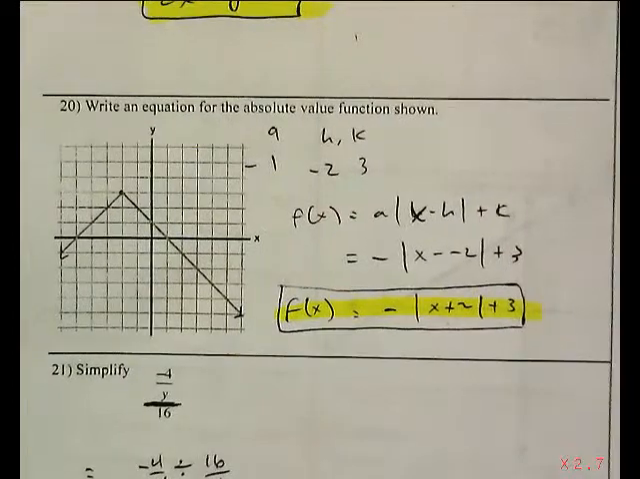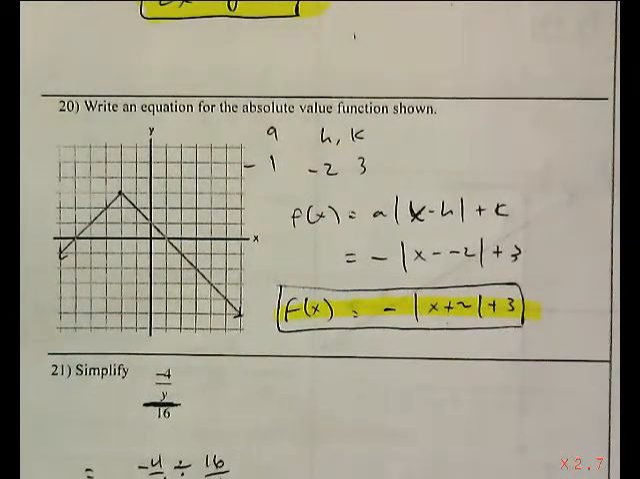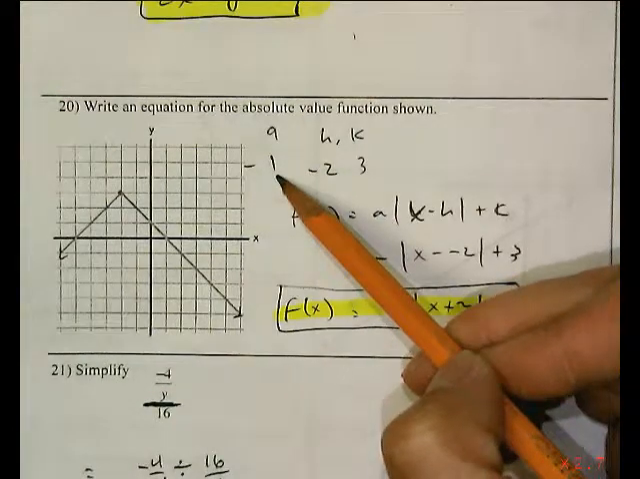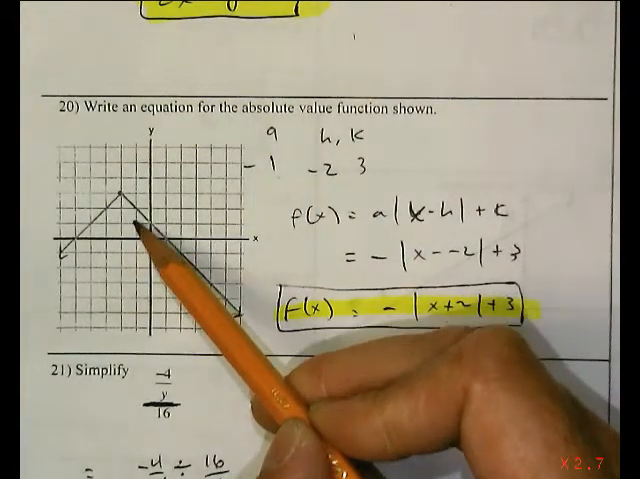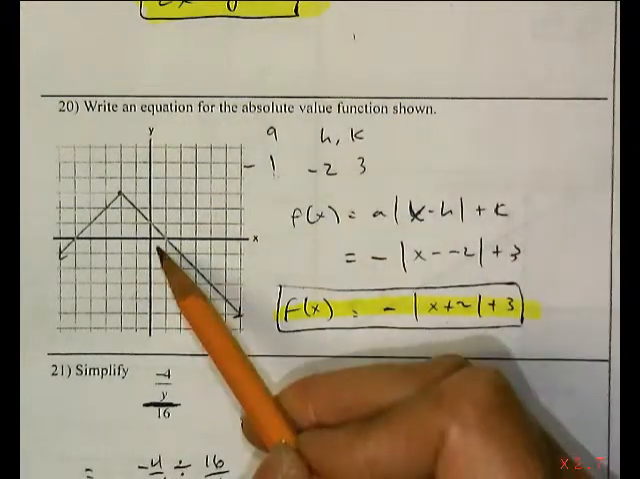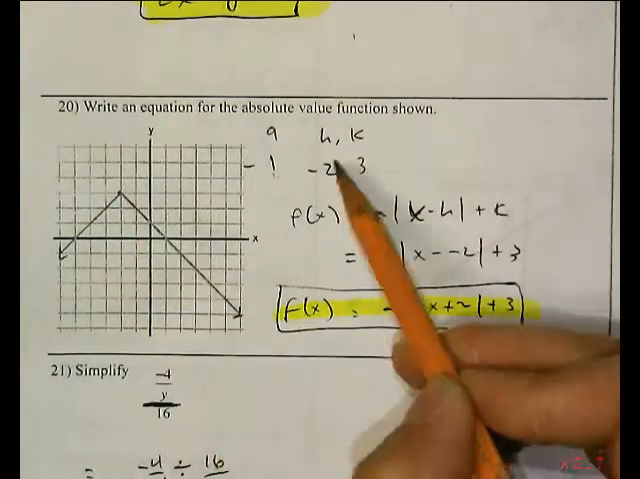Question number 20, write an equation for the absolute value function. Well, the first thing I know is that it opens up and down, so I know my a is negative. I look at my slope, it's the only one that's right. So negative is correct. My vertex is (-2, 3).